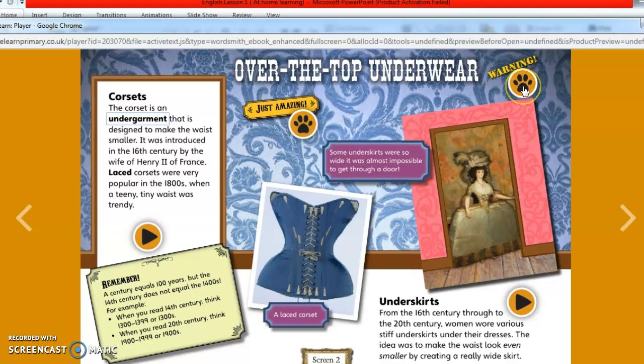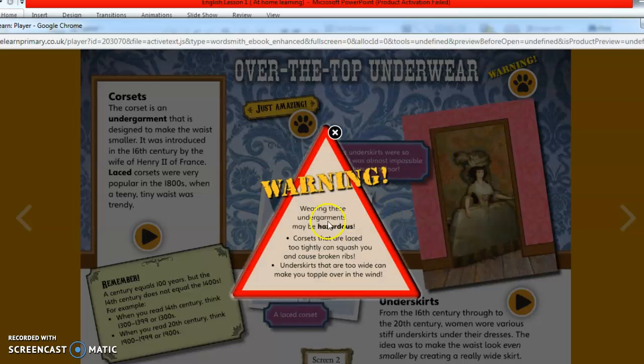We can also open this pop up here and see what this warning is about because it is subheaded warning. When we click there, we have the warning. Wearing these undergarments may be hazardous. What does that mean? Click on it again. It is going to bring the words here. Hazardous means dangerous. Oh, okay. It means dangerous. Corsets that are laced too tightly can squash you and cause broken ribs. Underskirts that are too wide can make you topple over in the wind.